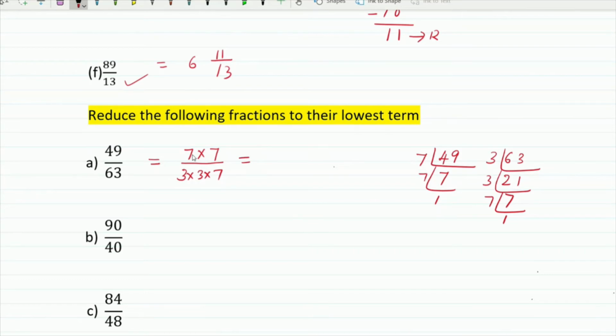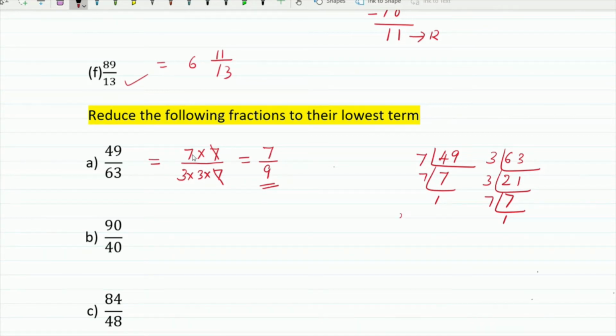So, reduce to the lowest term. For reducing to the lowest term, you should go through the numerator and denominator. If there are common factors, you should cancel those factors. Don't cancel numerator with numerator or denominator with denominator. You should cancel only the common factors between numerator and denominator. So 7 is in the numerator, 7 is there in the denominator. No other numbers are common. The remaining numbers, if more than one, you have to multiply and write. In the numerator only 7 is left out. Denominator 3 into 3, that is 9.